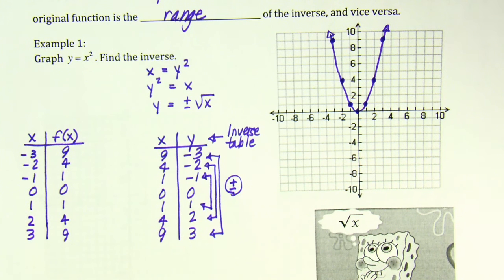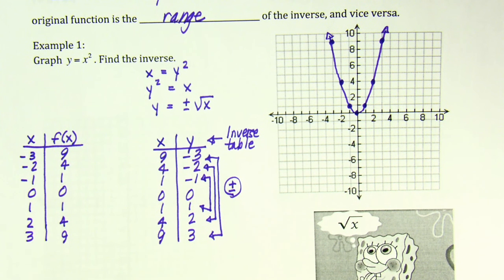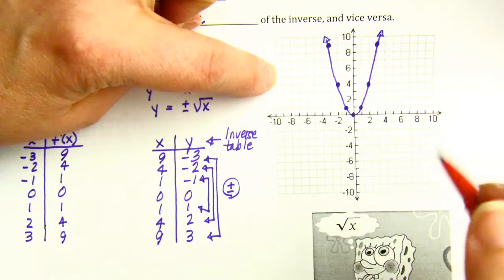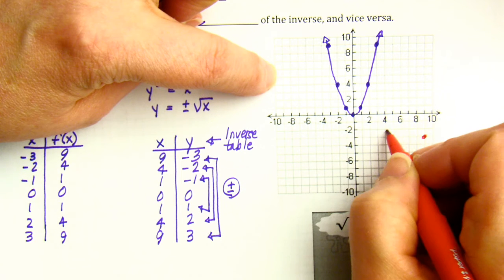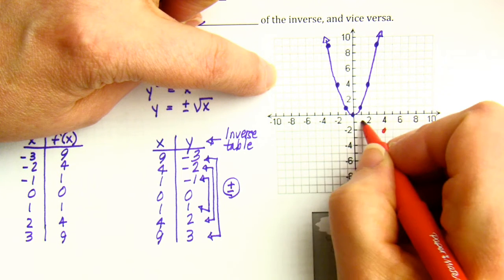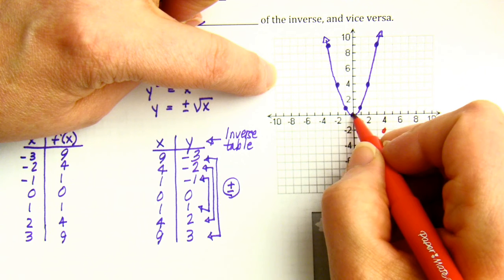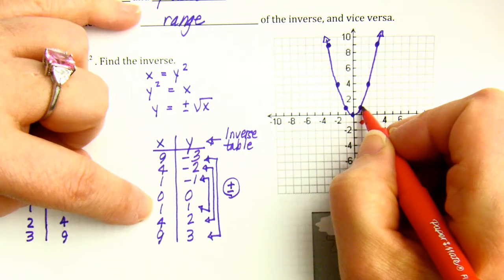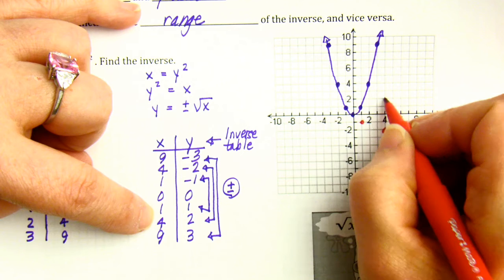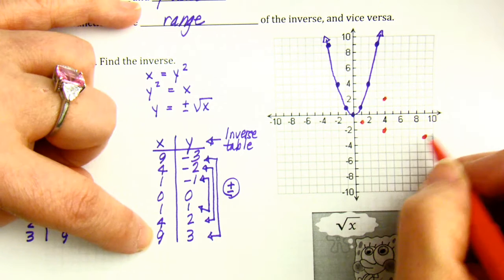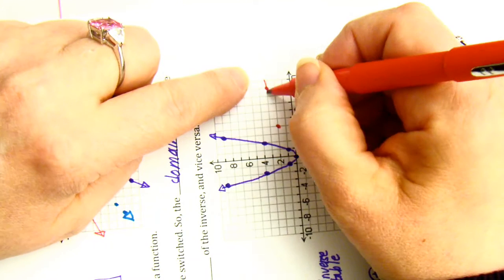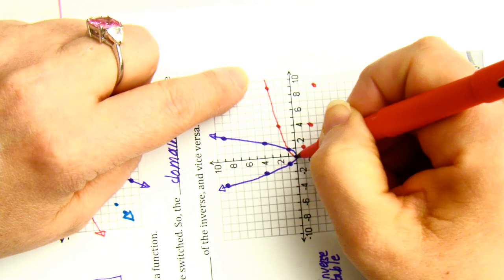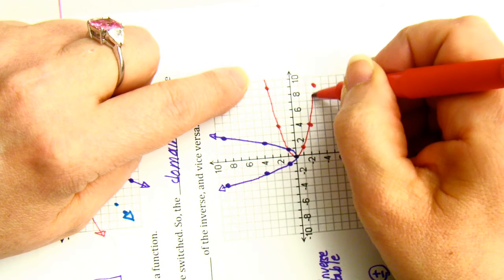I'm going to again graph in that same red color. Let's graph 9, negative 3, 4, negative 2, 1, negative 1, 0, 0 is there, 1, 1 is here, 4, 2 is here, 9, 3 is here. If I turn this, you're going to see that this is a parabola as well. It's just sideways. It's opening up sideways.